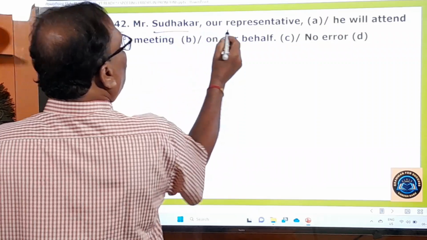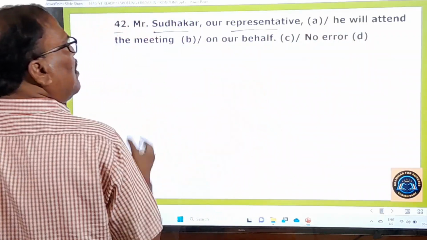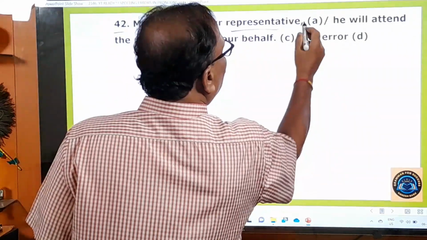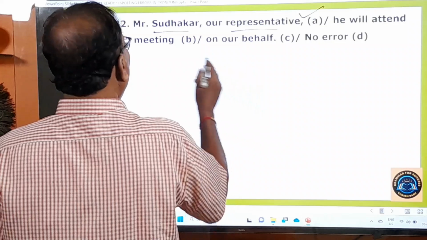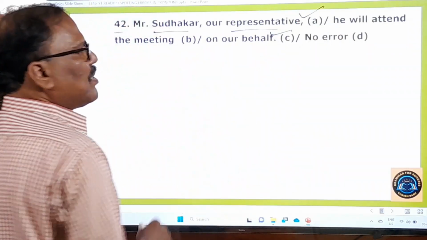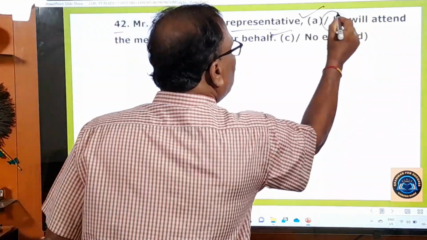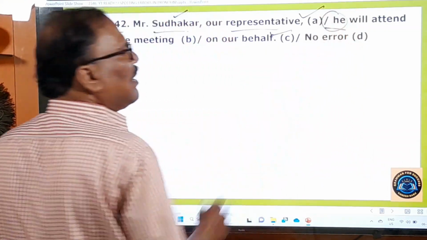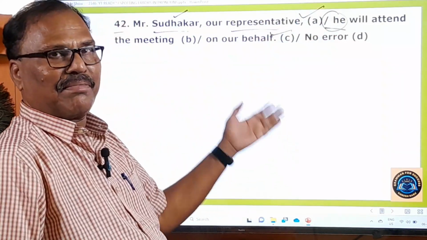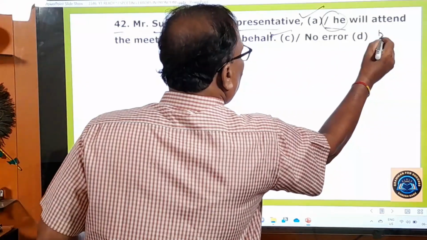42nd one: "Mr. Sudhakar, our representative, he will attend the meeting on our behalf." This is a small sentence, but "Mr. Sudhakar, our representative" is absolutely correct. "He will attend the meeting" "on our behalf" is correct, but this B part is not correct. Why? Already you have mentioned the subject, and again you are mentioning this subject. This is unnecessary. That's a mistake, right? So B part is a mistake, then your answer will be B part, right?